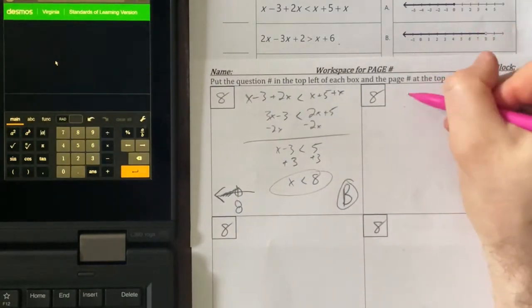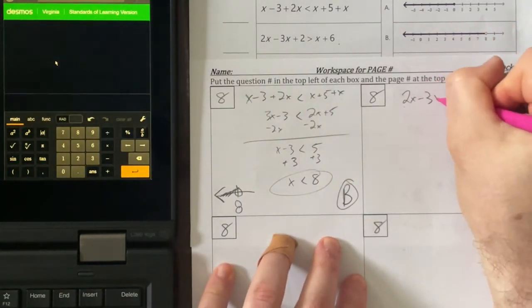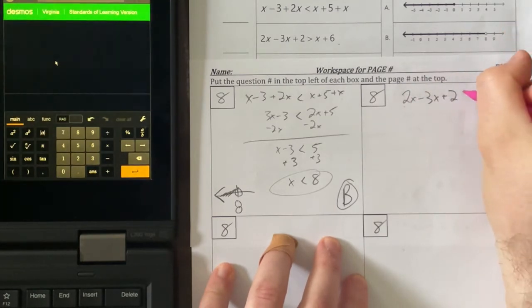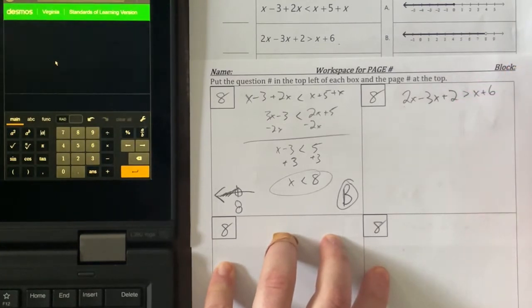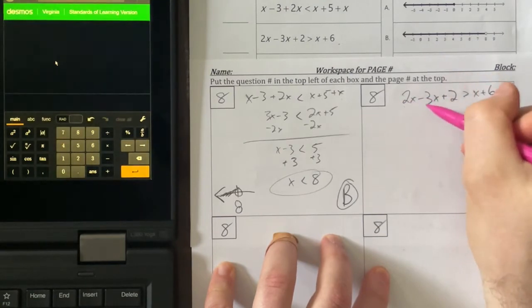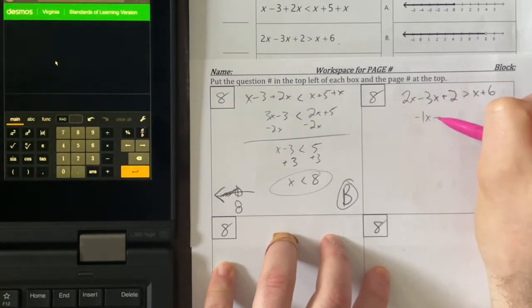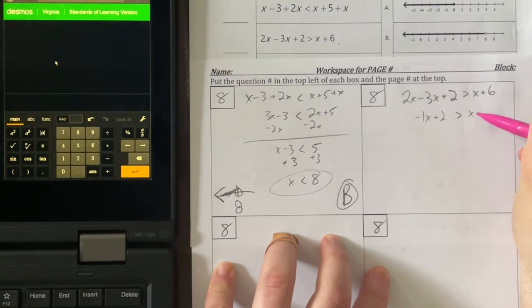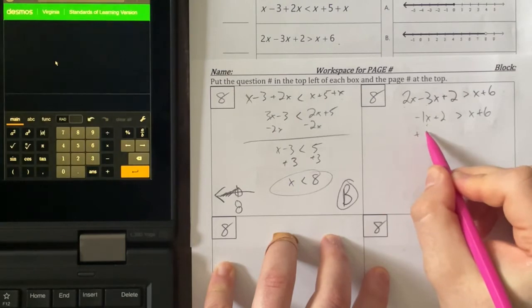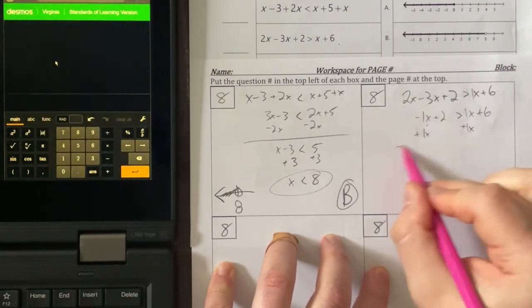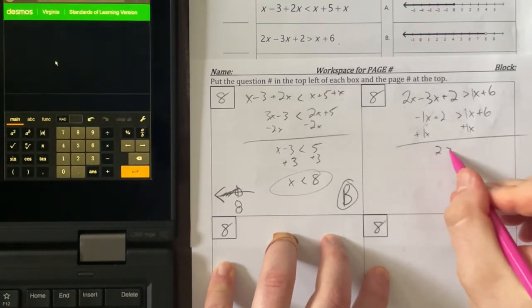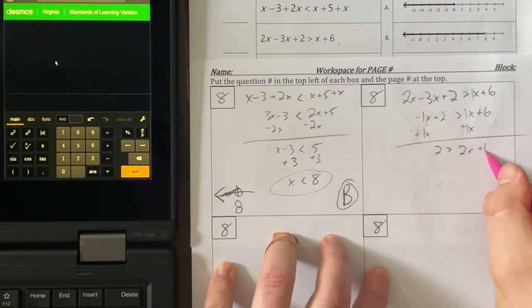For this one, I have 2x minus 3x plus 2 is going to be greater than x plus 6. Combine like terms on the same side. This is going to be negative 1x plus 2 is greater than x plus 6. Since this one is lower, I'm going to add the opposite to both sides. So I'm going to add 1x to both sides. This cancels out. 2 is greater than 2x plus 6.